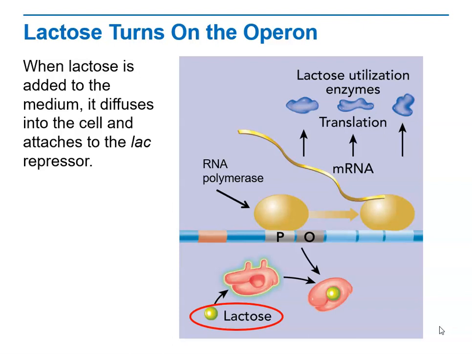When lactose is added to the medium, it diffuses into the cell and attaches to the Lac repressor. This changes the shape of the repressor protein in a way that causes it to fall off the operator.